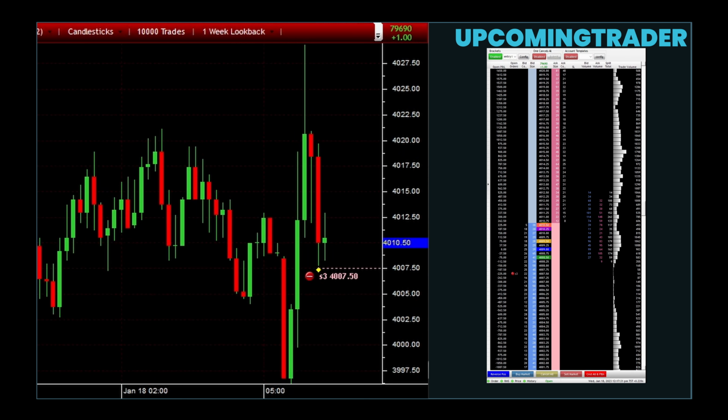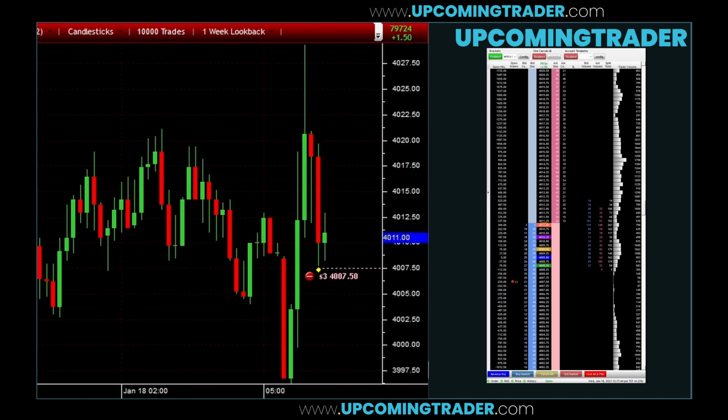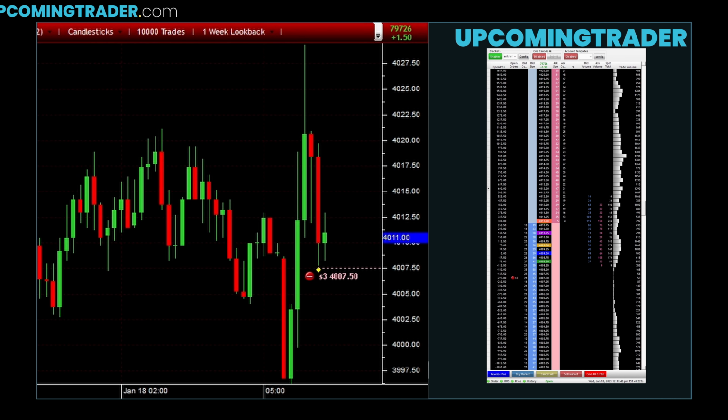Also, think about your position size. You can take larger positions when volume supports your trade because that means the move is more likely to be real. When volume is low, take smaller positions since low volume moves can be unpredictable and might reverse quickly.